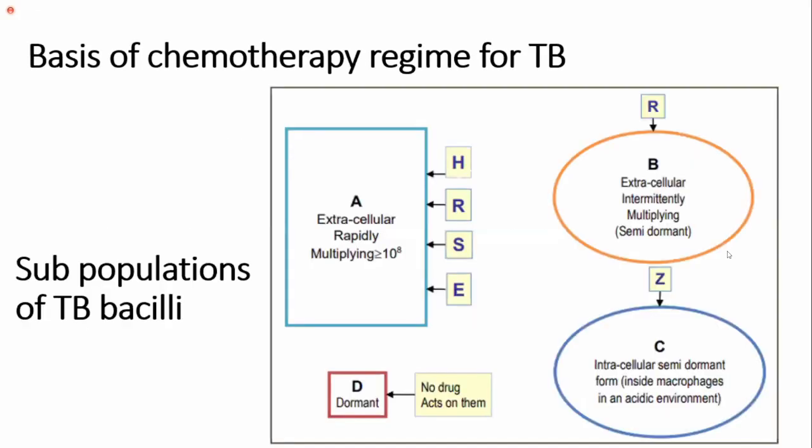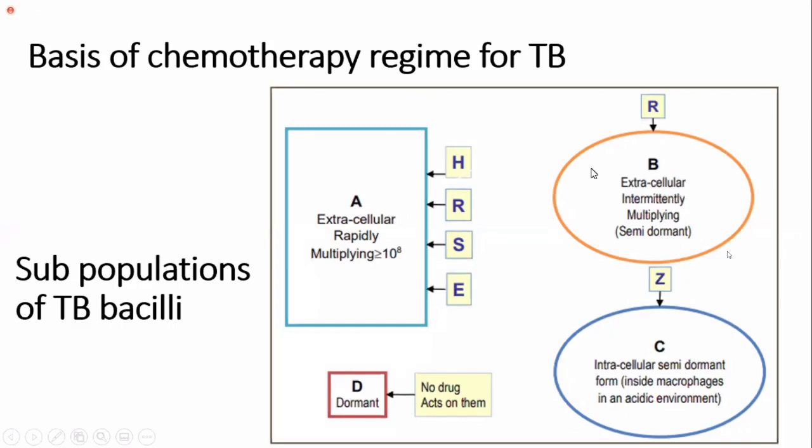The other basis is that the tuberculous bacillus works at different places, and there are different populations of TB bacilli. By using different medicines, we try to attack the bacilli in different positions. If you look at the diagram, there are a lot of TB bacilli in the extracellular region, which are rapidly multiplying. They will be affected by many of the medicines that we use in the treatment, which we will come across in the slides to come.